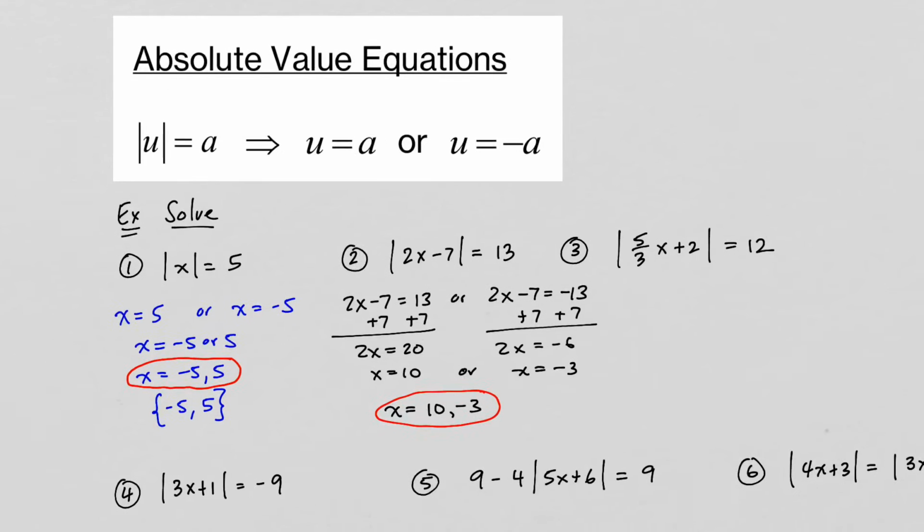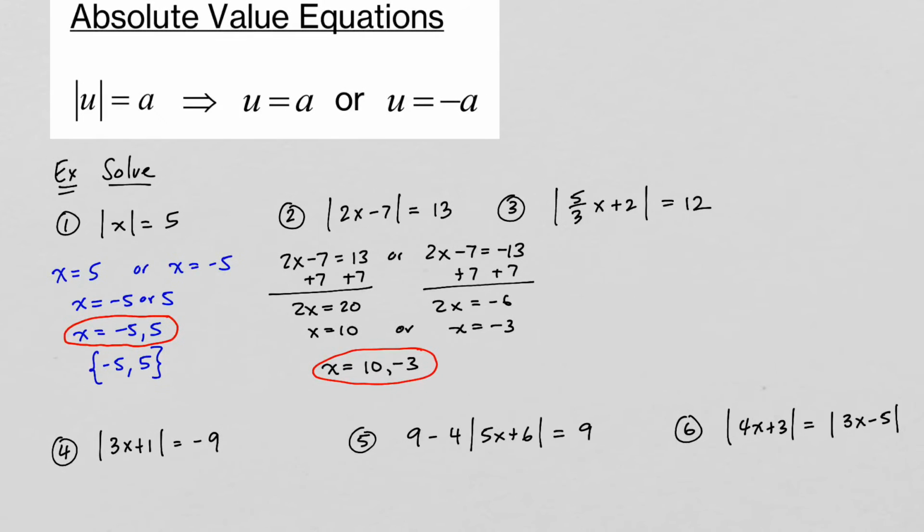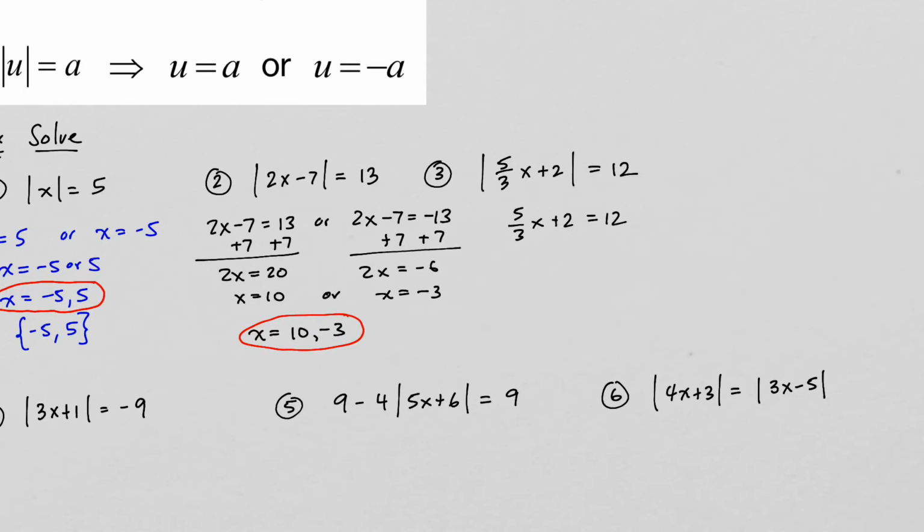Okay, so for the next problem, it's a similar type of problem to the last one. We have the absolute value of something is equal to 12. Notice that it doesn't really matter what you have on the inside of your absolute value. For this to be true, whatever is on the inside must be equal to 12 or negative 12. So to solve this, I'm going to set 5/3 x plus 2 equal to 12, or 5/3 x plus 2 equals negative 12. And then we just have to solve.